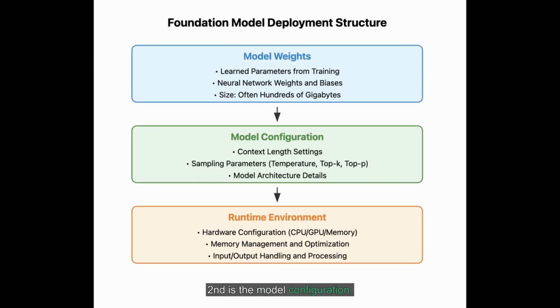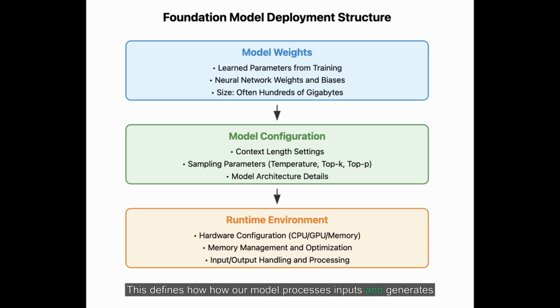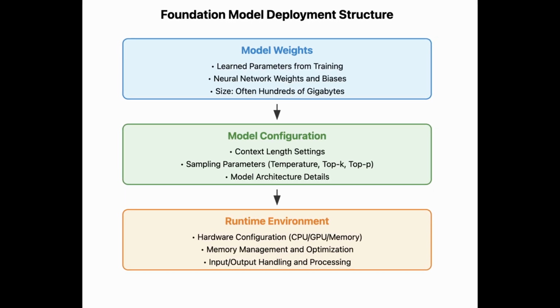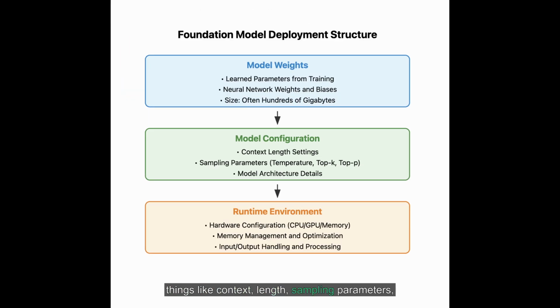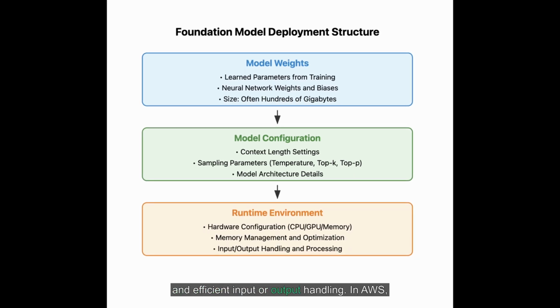Second is the model configuration. This defines how our model processes inputs and generates outputs. It includes things like context length, sampling parameters, and model architecture details. Third is the runtime environment. This is where a model actually runs. We need specific hardware configurations, memory management, and efficient input or output handling.